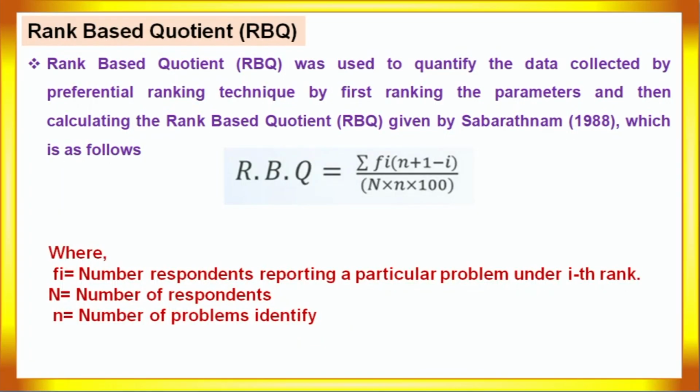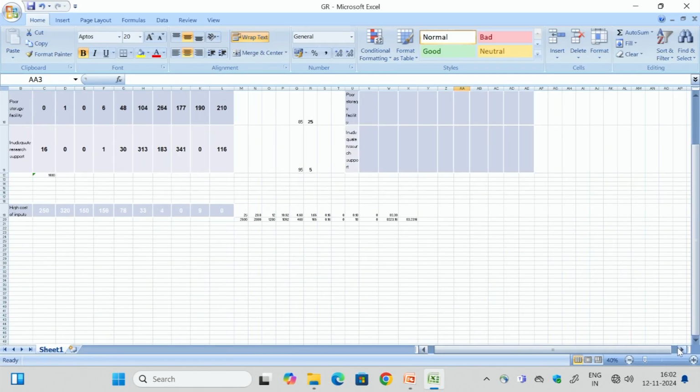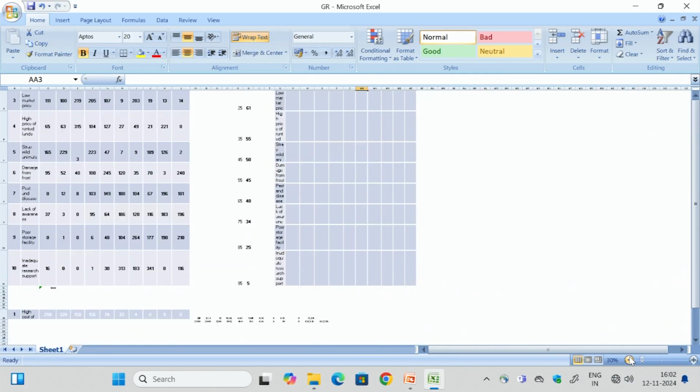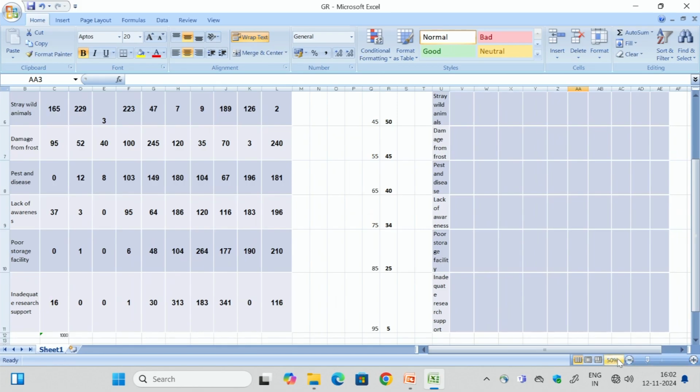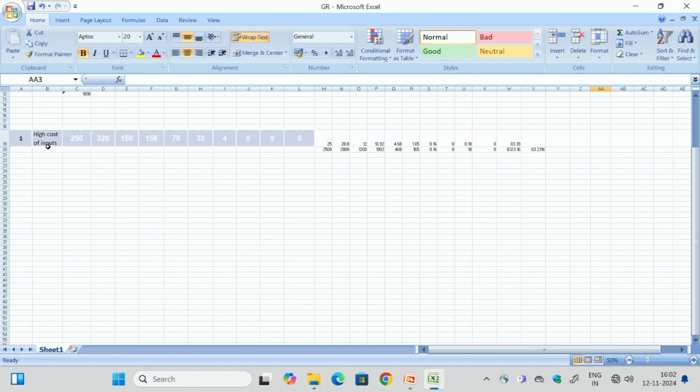Now, in the same way, in the case of the RBQ method, by using a different formula you arrive at a rank based quotient. So if you use the RBQ process, or rank based quotient method, in the same example, what you need to do is copy the data from the previous one. The first problem was the high cost of input, and this is the frequency data: 250 people give it first rank, second rank, and so on, followed by 0 people giving the 10th rank.